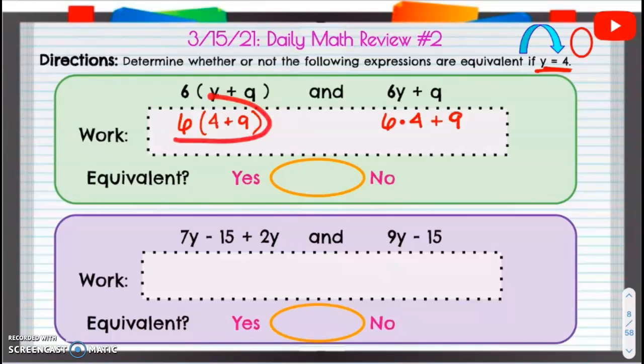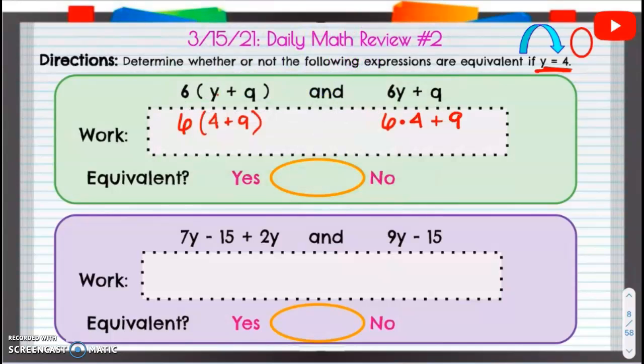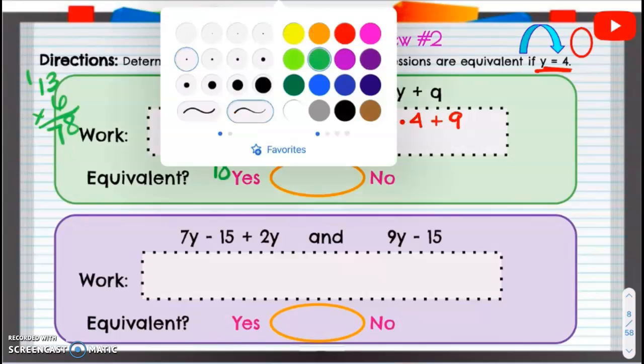All right, in this case, order of operations, we have to do our parentheses first. So 4 plus 9 is going to be 9, 10, 11, 12, 13. So then we have 6 times 13. So 13 times 6. 6 times 3 is going to be 18. 6 and 7, you get 78. So 78 for the first one.